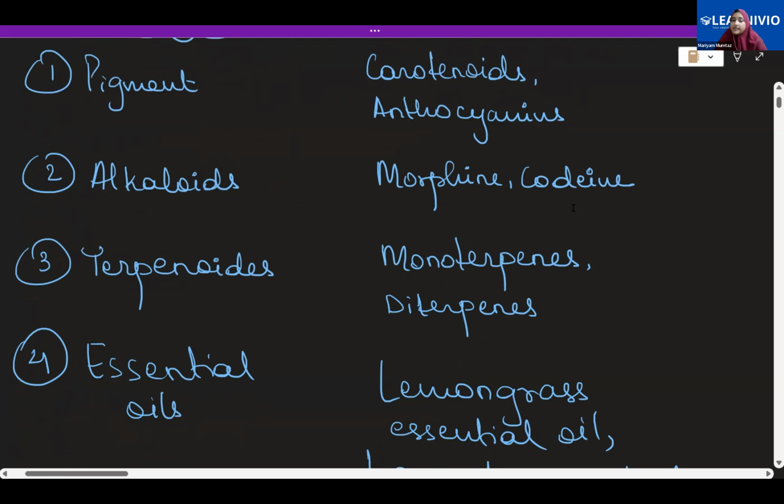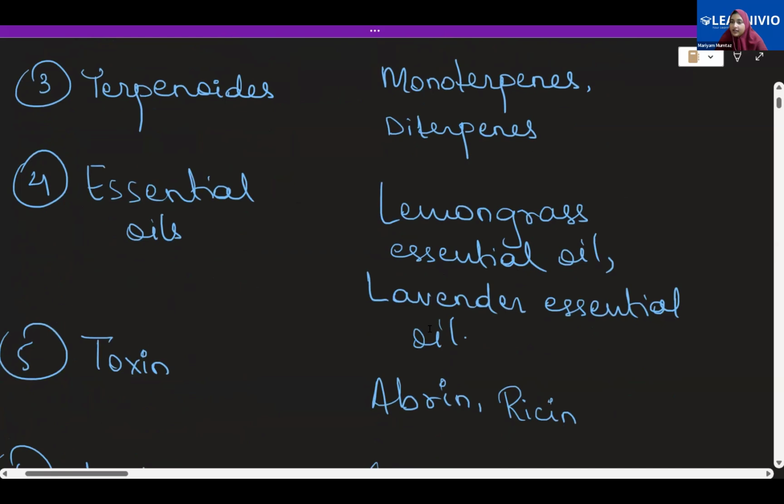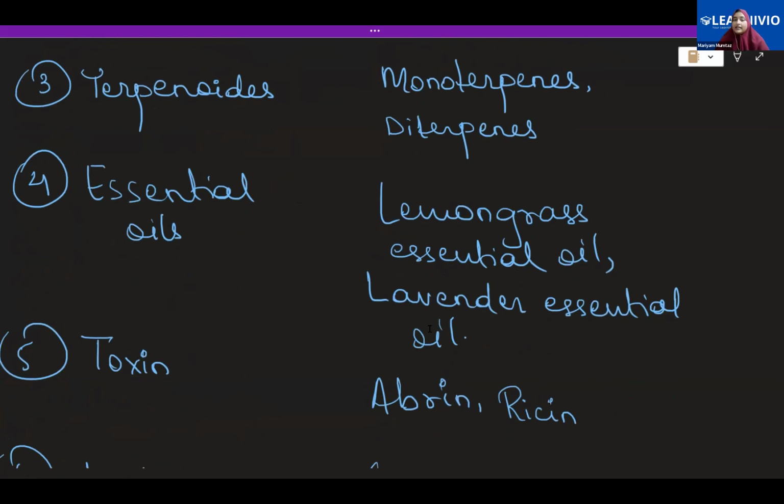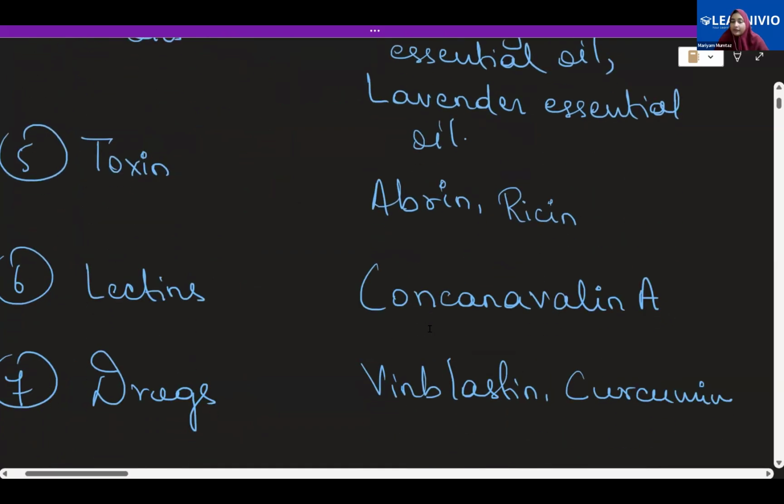Terpenes, monoterpenes, diterpenes are there. Essential oils. You people might have heard about essential oil. Lavender essential oil, lemongrass essential oil, right? These are the stuff that the plant produces. Plant doesn't require it, but we humans can utilize it for our benefit. Then we have toxins such as abrin, ricin. These are the toxins that are there.